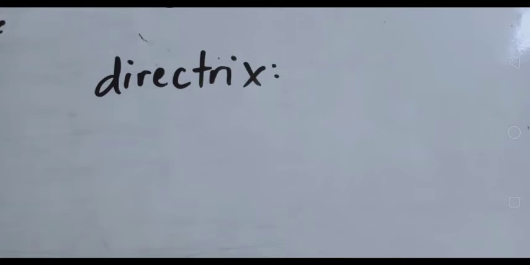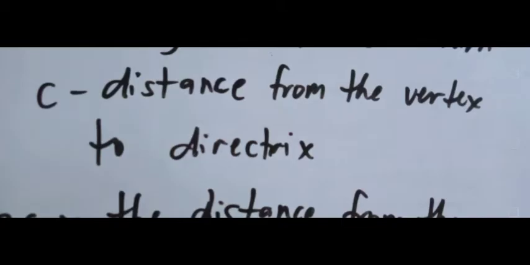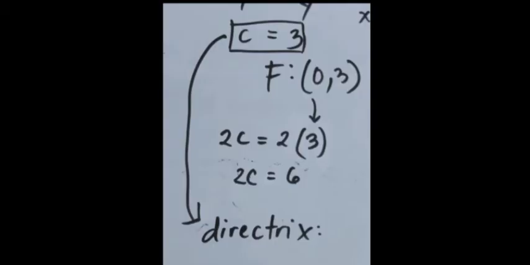Next, we want to find the directrix of the parabola. And we know that c is the distance from the vertex to the directrix. So if c, which is equal to 3, is the distance of the directrix from our vertex, if we graph that, it only means that we are going to move 3 units below the vertex. So that is 1, 2, 3. So that is now our directrix below point 0, 0. The dotted line below the vertex, or the x-axis.